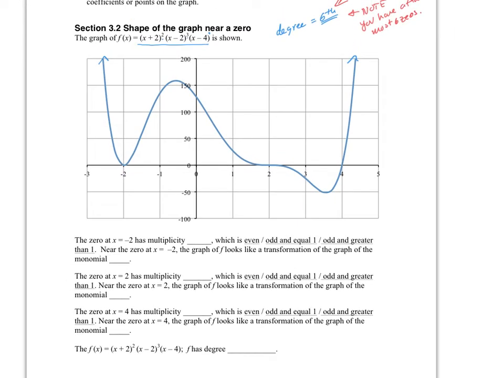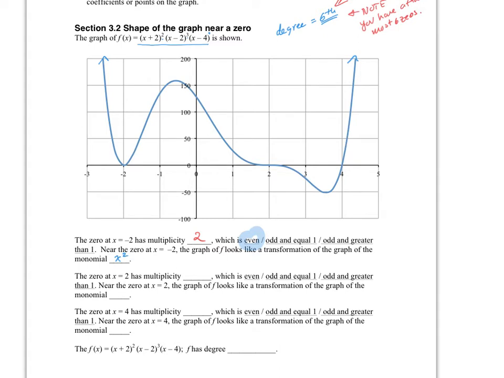And this says the following: the 0 at x equals -2, which is this one. You can see this is kind of a parabola, has multiplicity 2, like I just told you, because that's the exponent right there, which is even. Okay. And near the 0 at x equals -2, the graph of this function is very similar to the monomial just x squared.